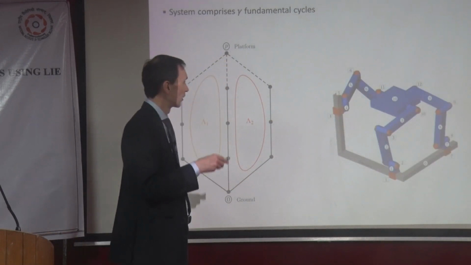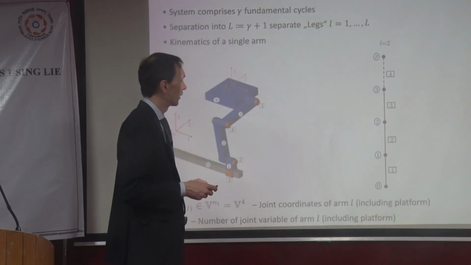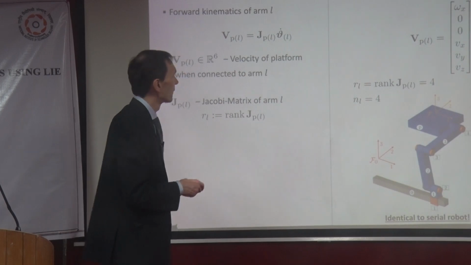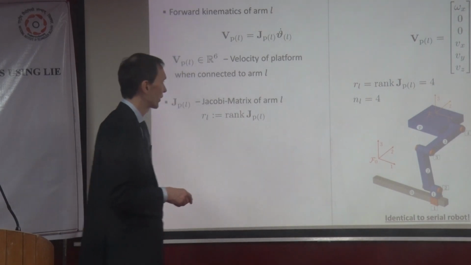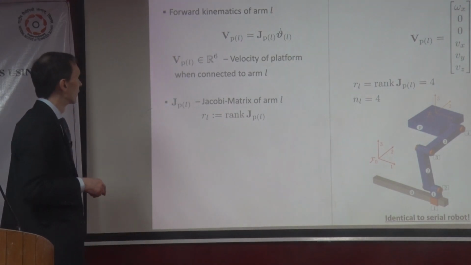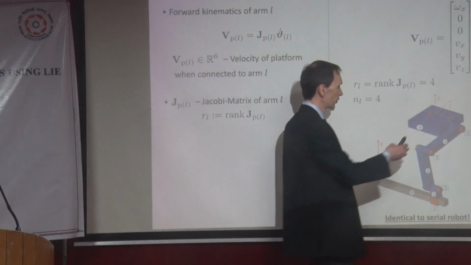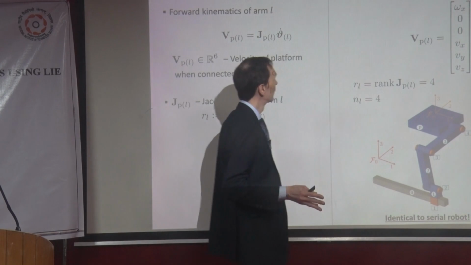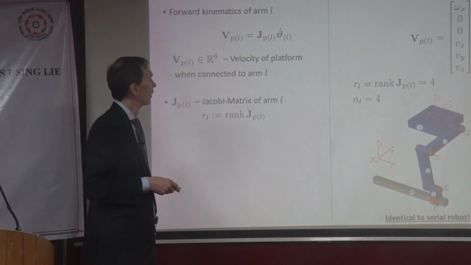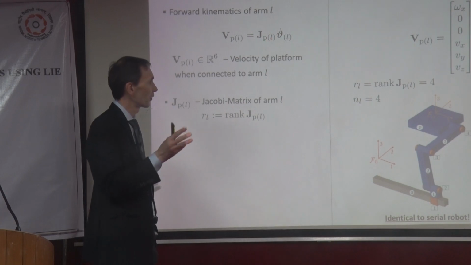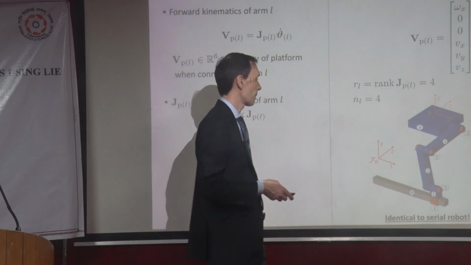We have 3 limbs, 1, 2, and 3, which is this and this and this, and then this is it. So VPL is the twist of the platform when only connected to limb L. Okay, fine. The joint angles, because we also need a vector for the joint angles, right? We call them theta, and we call them theta L, L for the limb. And I use brackets because somehow we have to distinguish if this is an index of a joint or something. No, this is the index of the limb.